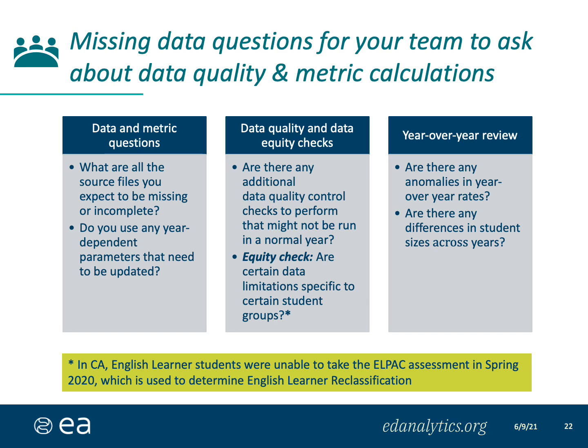First, data and metric overview questions like, what are all of the source files you expect to be missing or incomplete? Second, data quality and data equity checks like, are certain data limitations specific to certain student groups? Third, zooming out to look at year-over-year comparisons and asking, are there anomalies in year-over-year rates? Please note that all of these questions and more are included in the EA Missing Data Guide for your use.